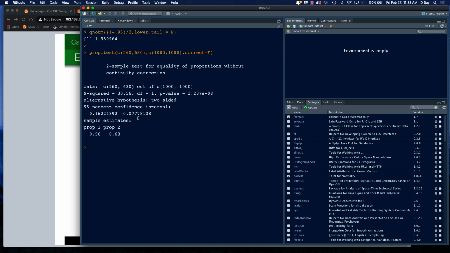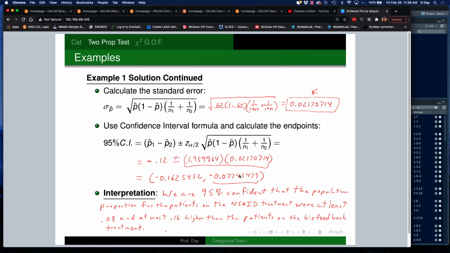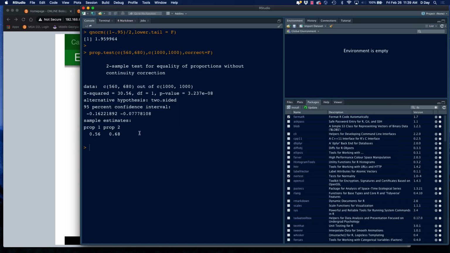Here's the same thing. The upper side for the interval we got was 0.7745. This is 0.7778. So it starts to differ around here too, but if we round it off to 2 decimal places, we're going to round to 0.08. So you can see these are very similar results. So we're going to use this method here going forward.